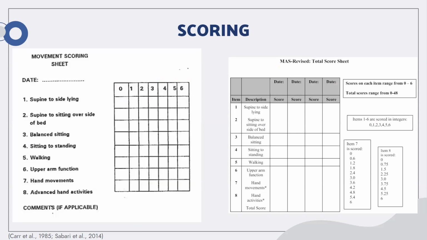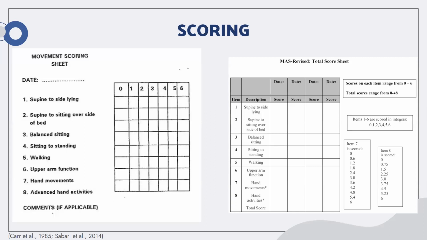For scoring, the scoring sheet on the left is the original, and this is based on the 7-point scale. So you'll mark based off of the administration sheets that were presented above. You'll mark down in the scoring sheet what number they scored. The scoring sheet on the right is the revised scoring sheet.